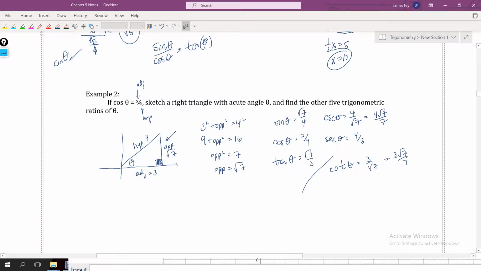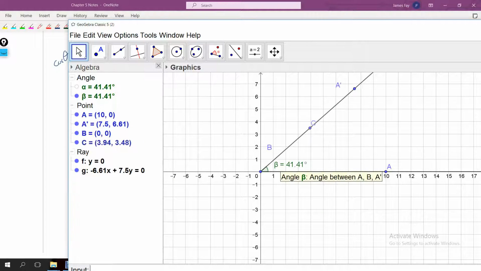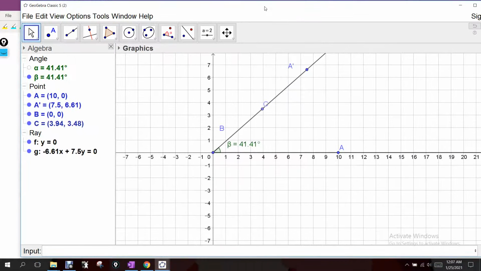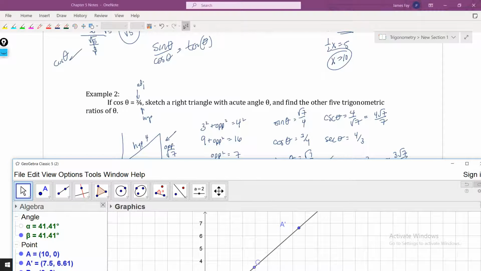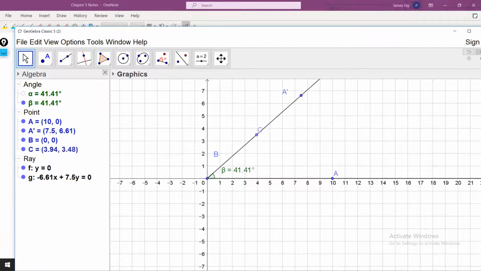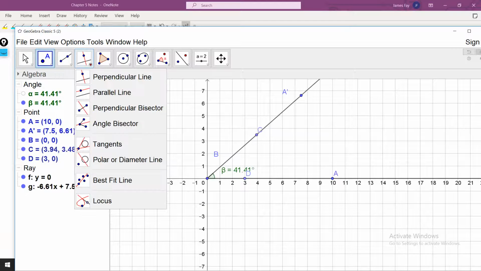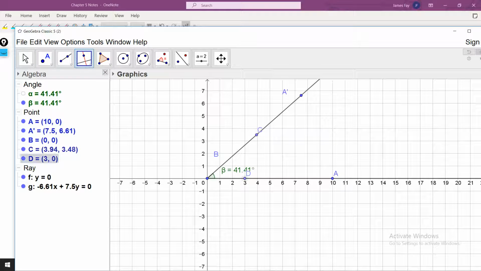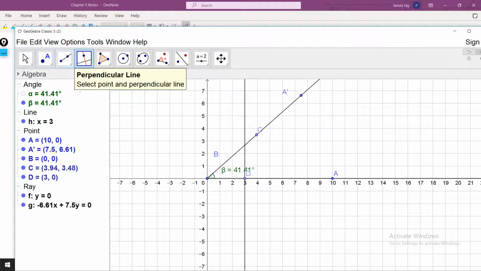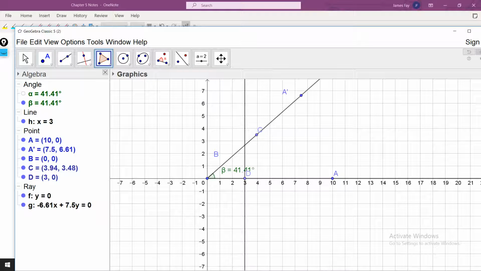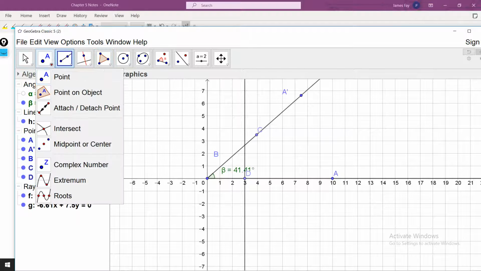If I do that, it gives me a 41.41 degree angle, which would be that angle right there. And basically all I want to demonstrate here is if I make the adjacent side 3 units long, it's going to put a point right there, 3 units long. And now I'm going to make a line that's perpendicular through 3, so now I've got a right triangle here. So I want to look at this. Actually, I need to get an intersection point here real quick.